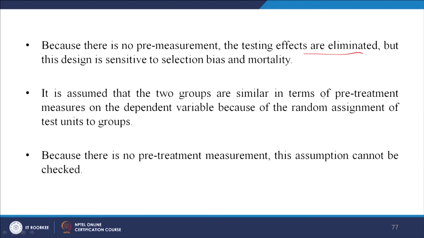It is assumed that the two groups are similar in terms of pre-treatment measures on the dependent variable because of the random assignment of test units to groups. Because there is no pre-treatment measurement, this assumption cannot be checked, right. So, understand this much: the post-test only control group design eliminates the problem of sensitivity which can happen due to the pre-treatment, and it measures the treatment effect.